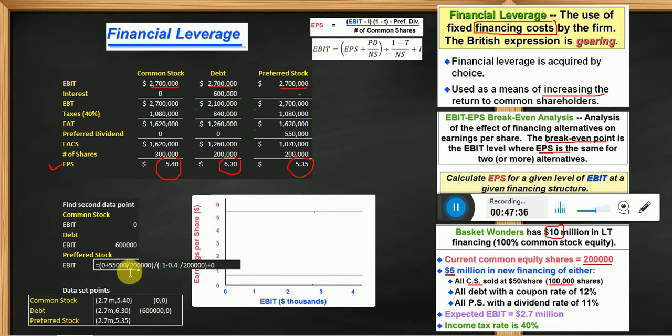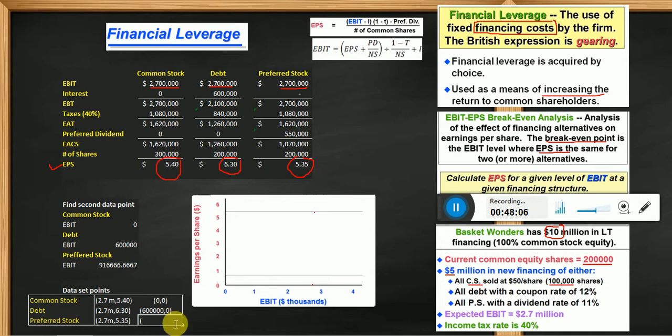Why? Because how much is the preferred dividend? Look, that is here, $550,000. Now put here. Yes, we found another point. It means in this situation of preferred dividend, if the EBIT is this much, $916,000, or 9 lakh, then the earning per share will be 0. Or you can say at 0 earning per share, the EBIT in the preferred stock is this much.